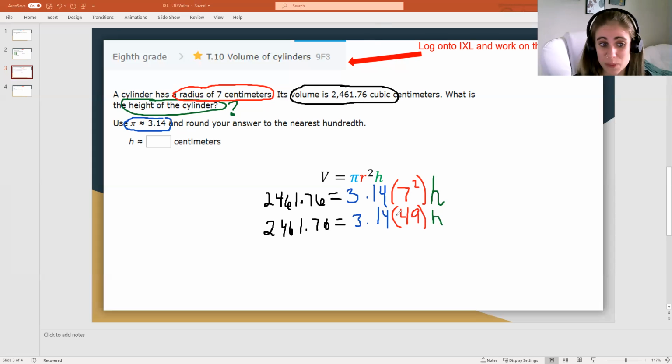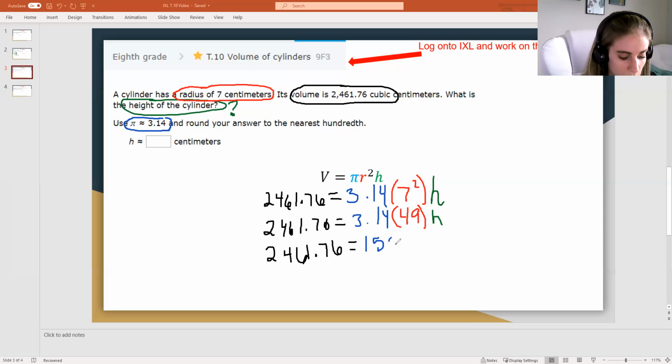All right, I still need to keep simplifying. I still need to get that h by itself, which means I'm going to multiply. I'm only multiplying at this point our pi, so 3 and 14/100, and our 49. That's the only piece of information we're multiplying because our volume, that big number, the 2000 number, is on the other side of the equation. So it is not dealt with yet. We just keep copying it down so that way our work can stay nice and organized. When I multiply these together, we get 153 and 86 hundredths.